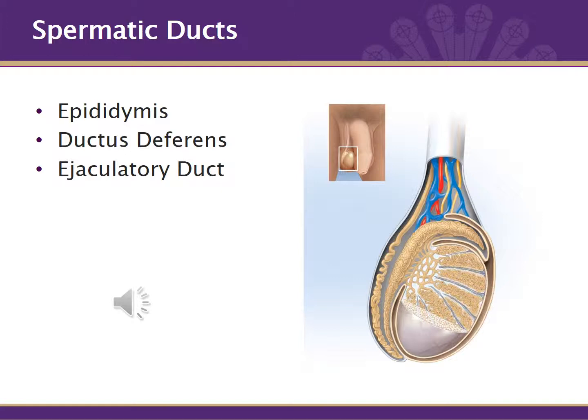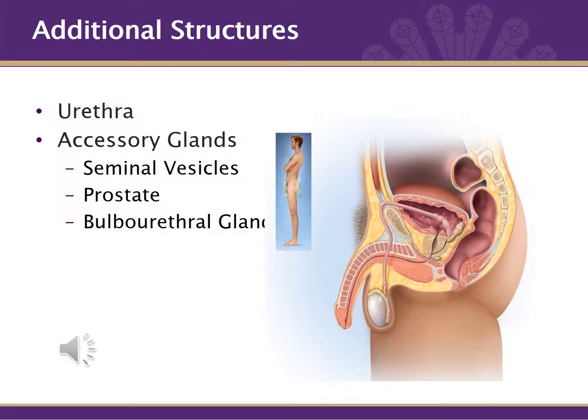Finally, the ejaculatory duct forms when the ductus deferens merges with the seminal vesicle duct. It passes through the prostate gland and ultimately empties into the urethra. In the male system, the urethra is shared between the reproductive system and the urinary system. It cannot pass urine and semen at the same time.